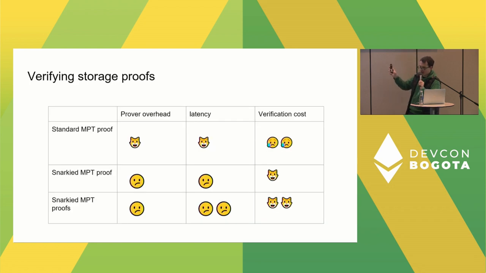So I went through the standard Merkle Patricia tree. Snarkified proof, prover overhead: it exists, so we are not super happy. Latency, we're also not happy because we actually need to spend time on proving this thing. Verification cost, we are happy because we just verify a proof, so it's fine. And snarkifying multiple proofs: the prover overhead is still there. Latency is still there. It's even bigger because it takes a bit longer in proving time. And verification cost, we are super happy because essentially we can mutualize the cost of verifying multiple proofs by just verifying one single snark proof.